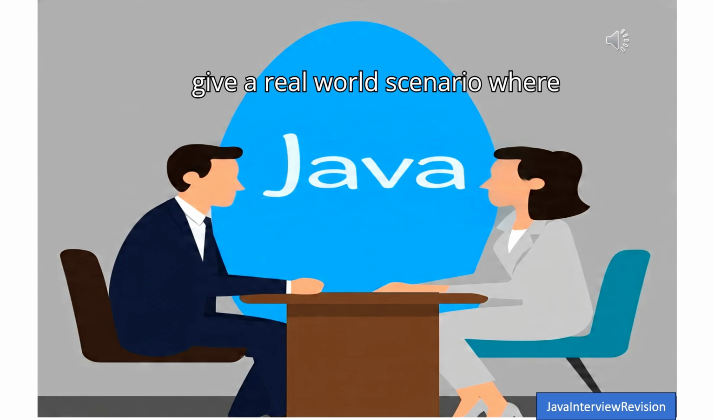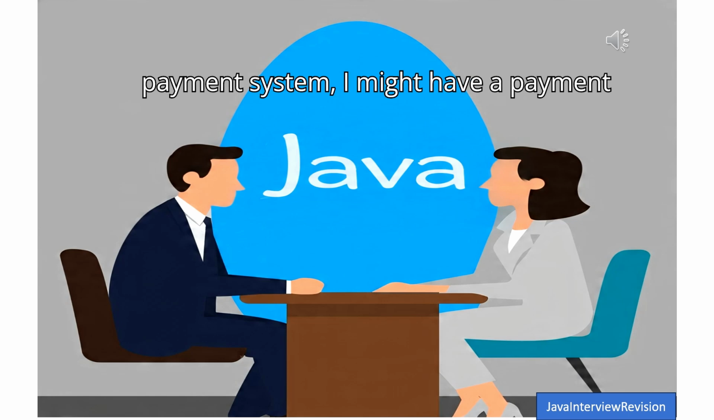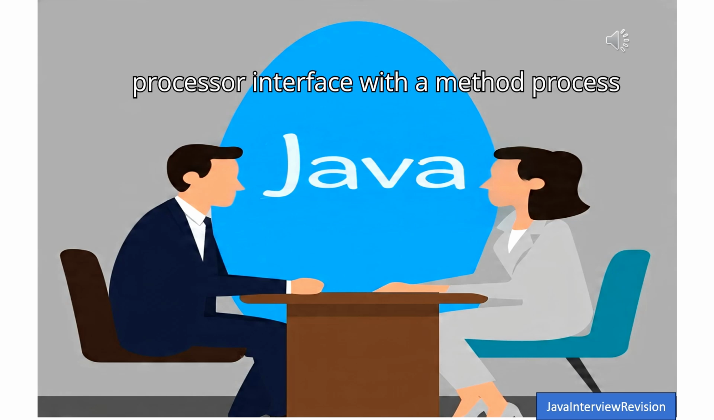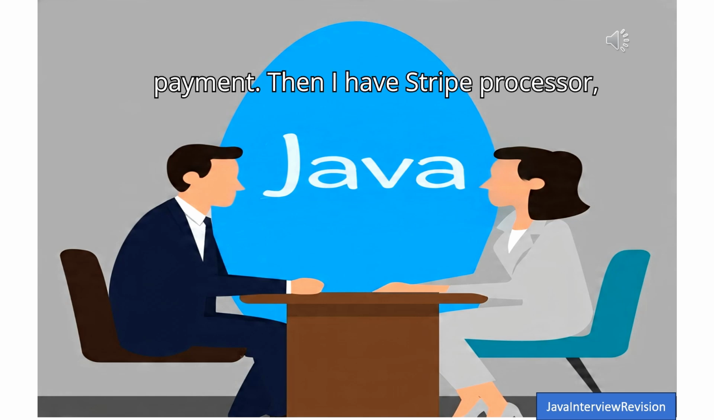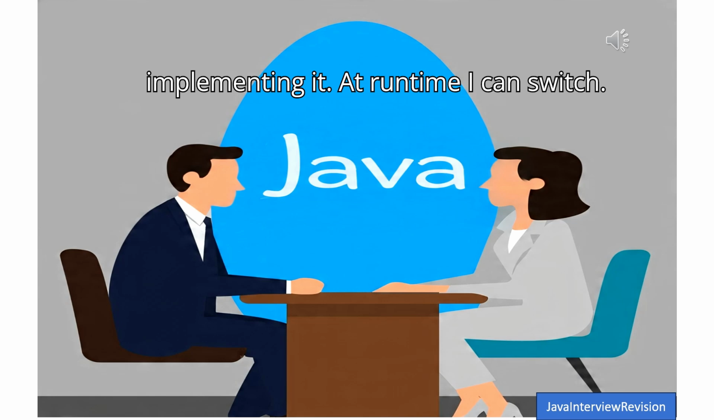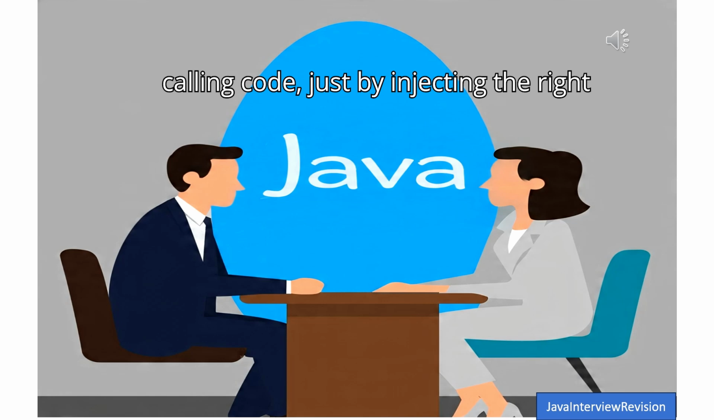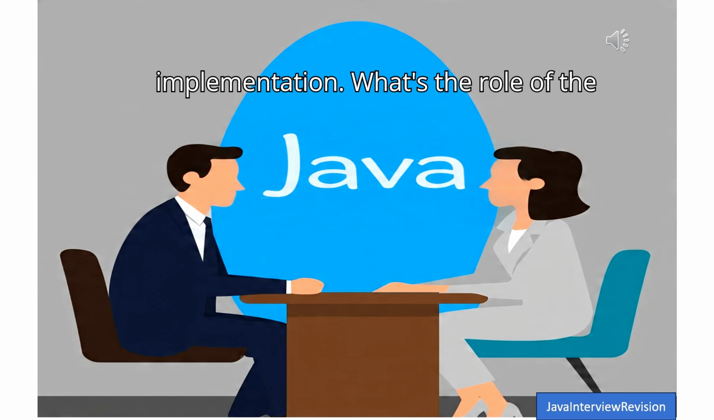Can you give a real-world scenario where polymorphism helps? Absolutely. In a payment system, I might have a PaymentProcessor interface with a method processPayment. Then I have StripeProcessor, PayPalProcessor, and RazorpayProcessor implementing it. At runtime, I can switch between processors without changing the calling code, just by injecting the right implementation.